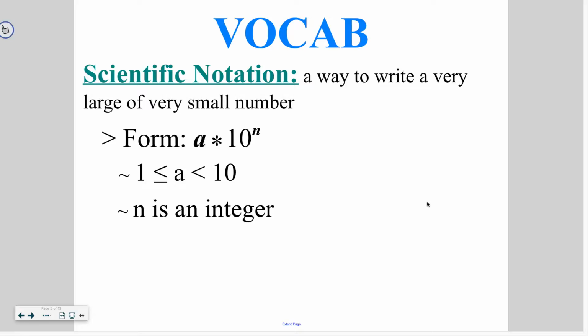The a value needs to be between 1 and 10. It can be equal to 1, so greater than or equal to 1, but it has to be less than 10. If it's equal to 10, that means we need to move the decimal place one more place farther to get it back down to 1. The rule for the exponent is that it has to be an integer. So that is a positive or a negative whole number. There are no decimals involved in our exponents.